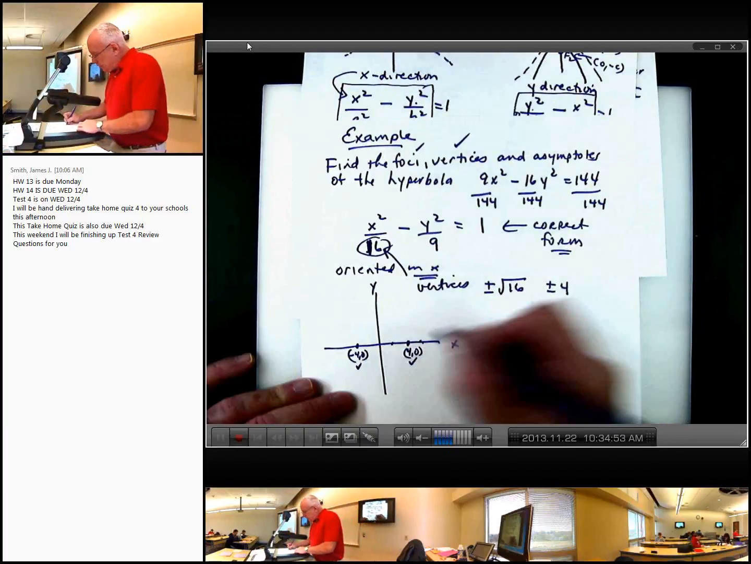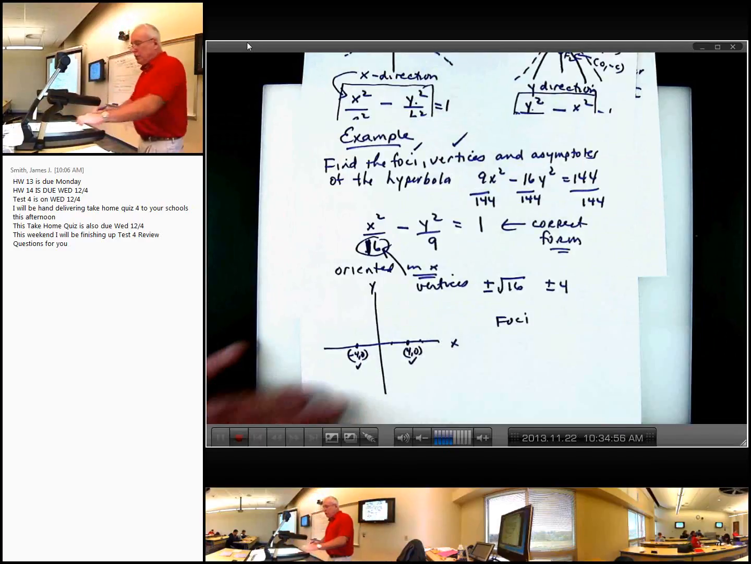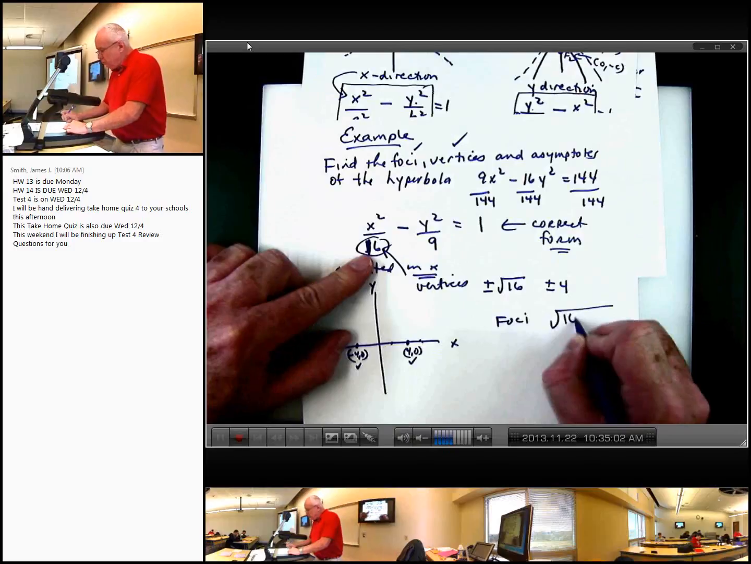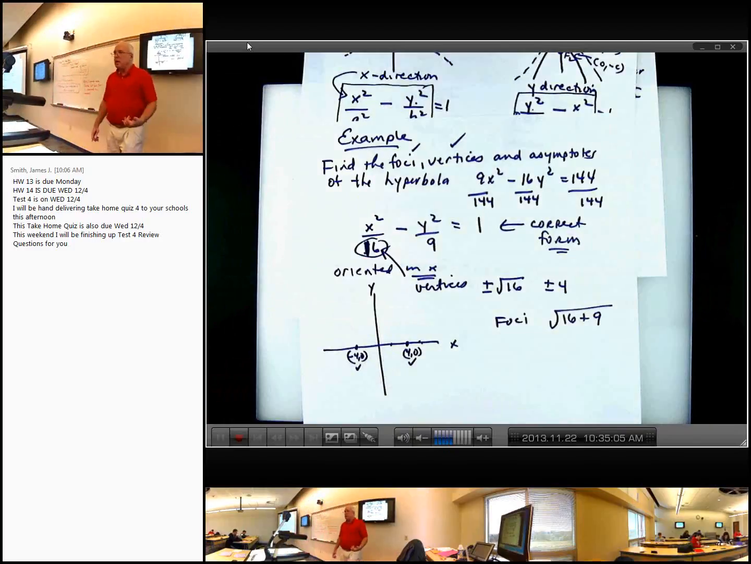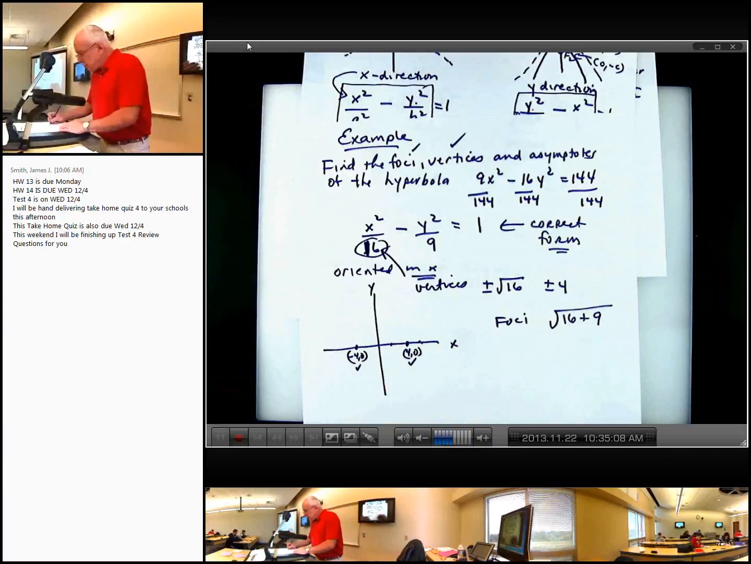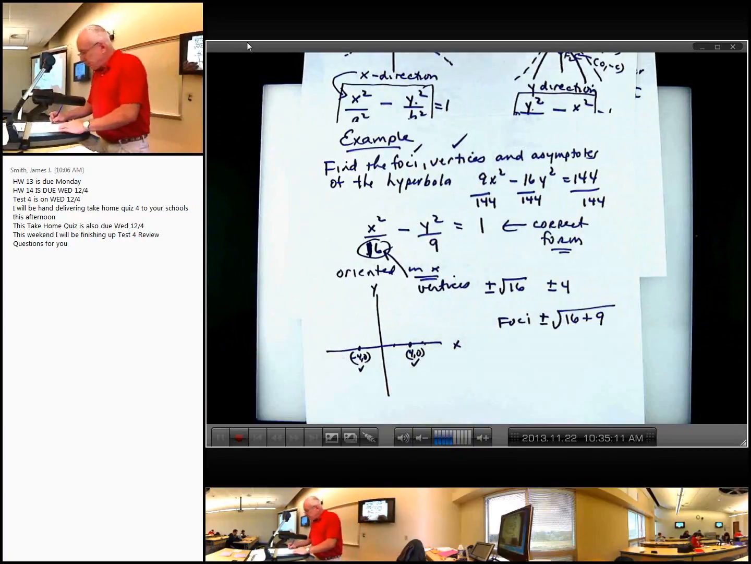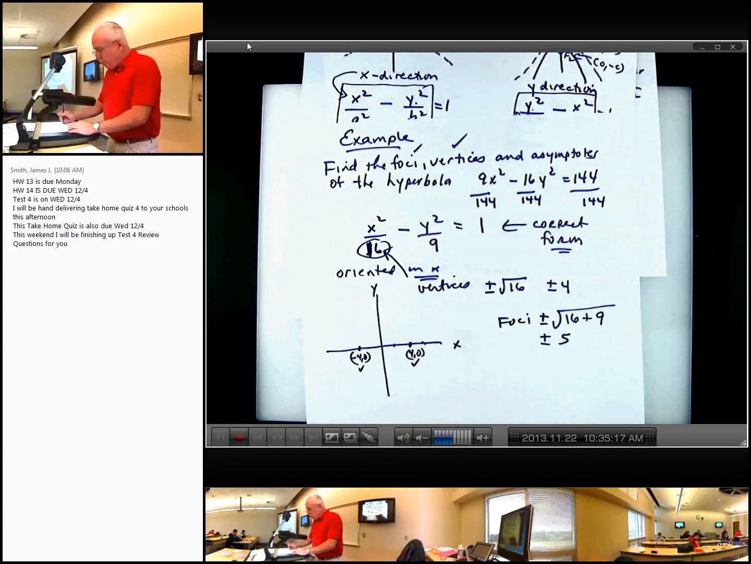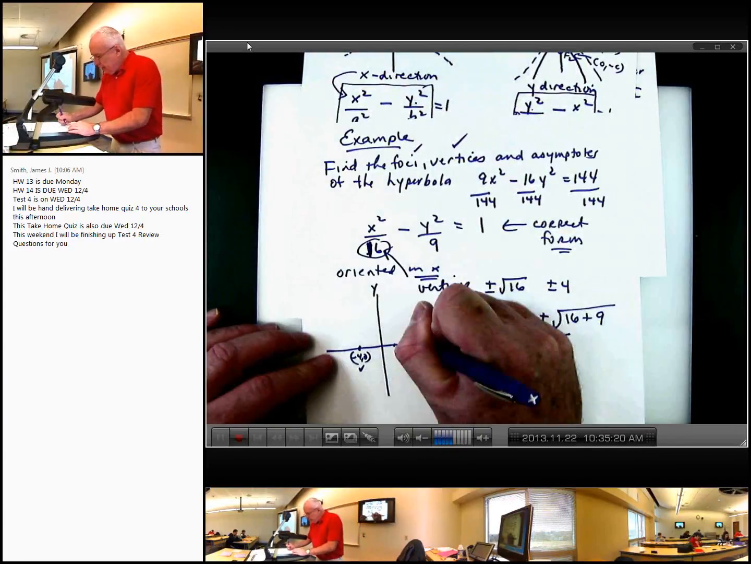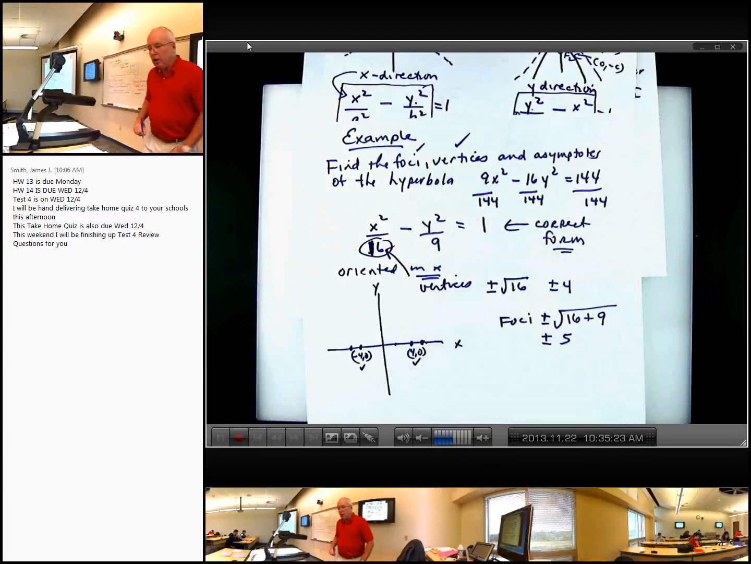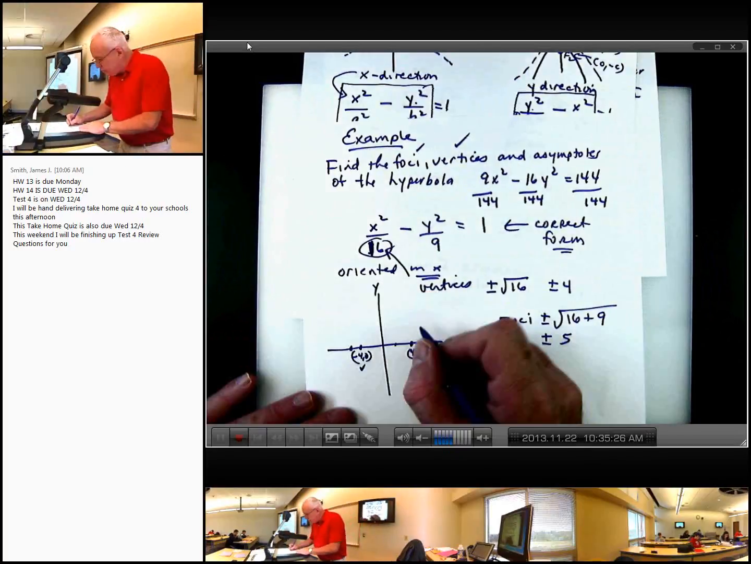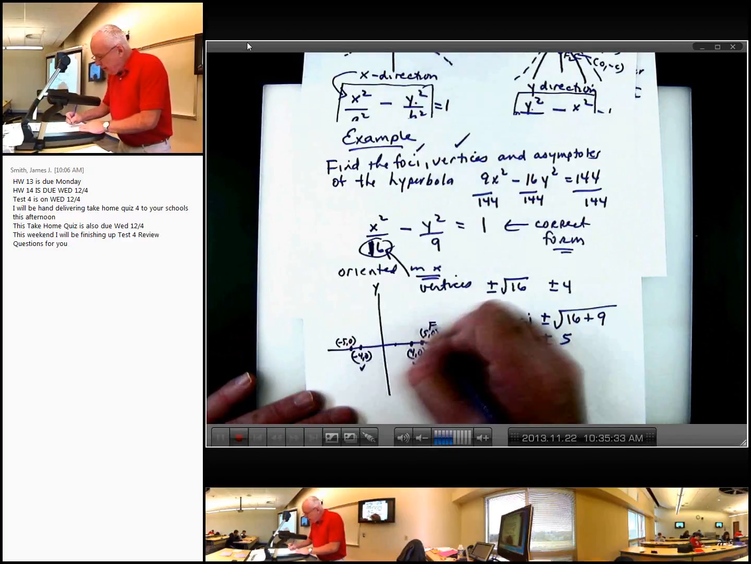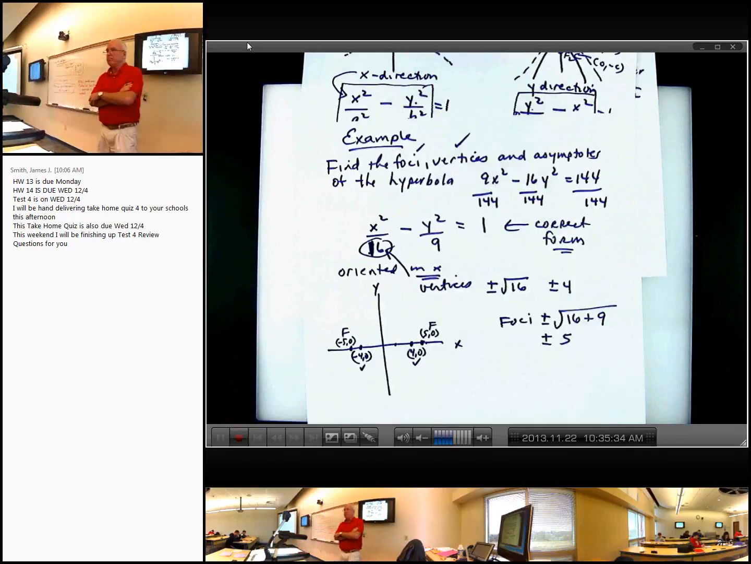Now, for the foci, we just take our two numbers that are in the denominator and we add them together and do the square root. So I have a 16 and I have a 9 in the denominator, add them together and I do a plus or minus in front of them. So that's plus or minus 5, square root of 25. Now, again, because we're oriented in the x direction, here's going to be 1 and there's going to be 1 on the outside of the vertices. So this is going to be 5, 0, and this will be minus 5, 0, and those are the two foci. Okay, obtained that way.